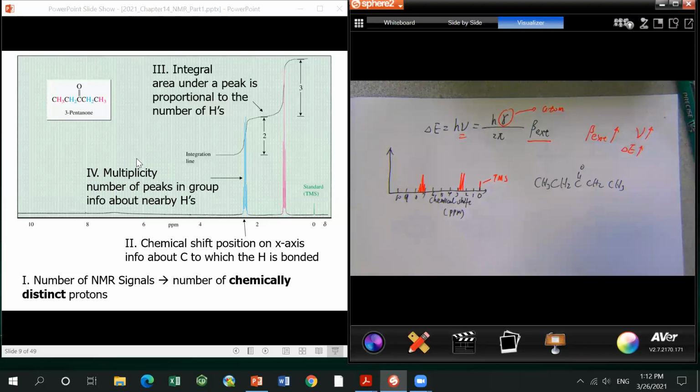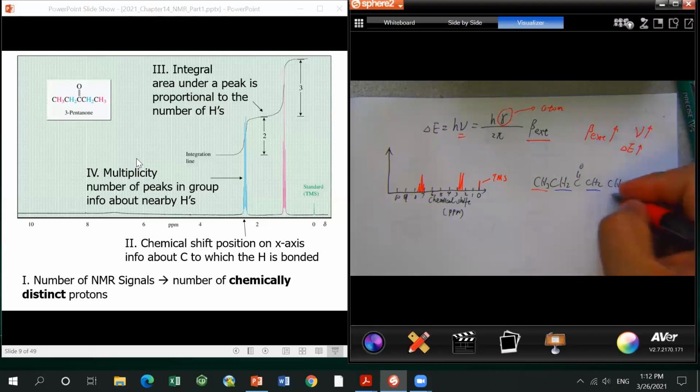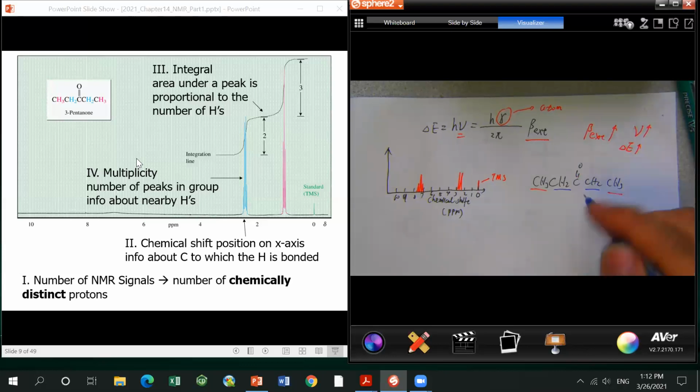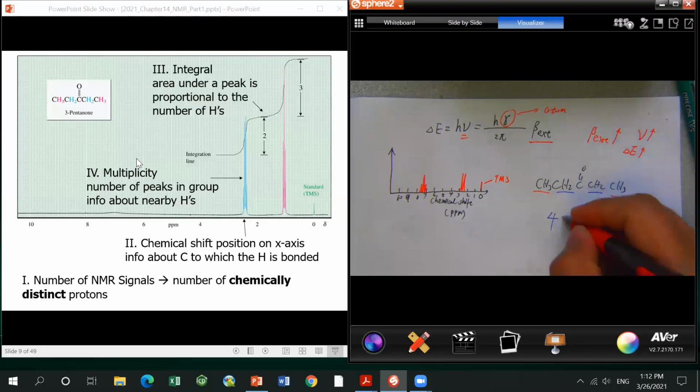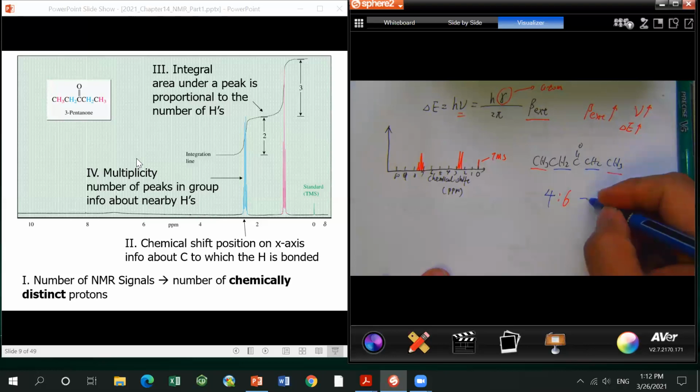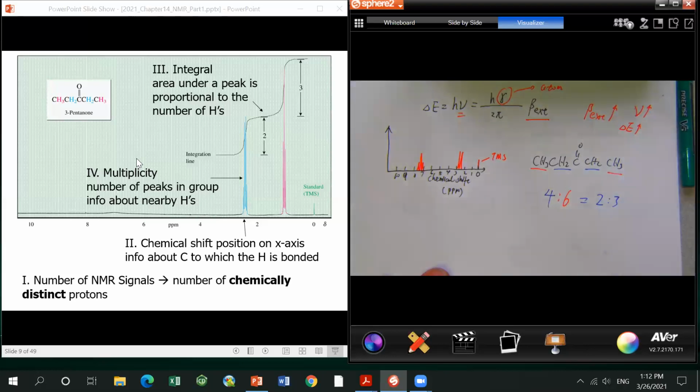So for the blue one, I use the blue color to represent these 4 protons. And then the red signal represents this CH3. So we have a total of 4 blue protons versus a total of 6 red protons. That's a relative ratio equal to 2 to 3. So the integration area relative ratio equals the ratio of the numbers of protons.